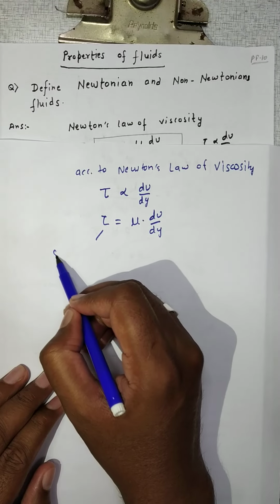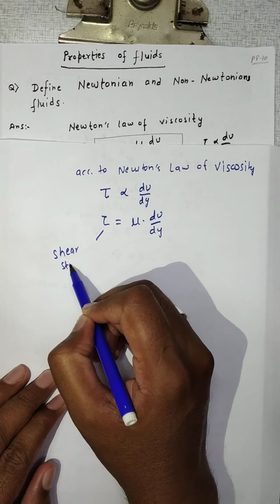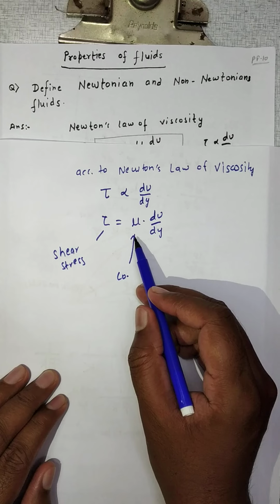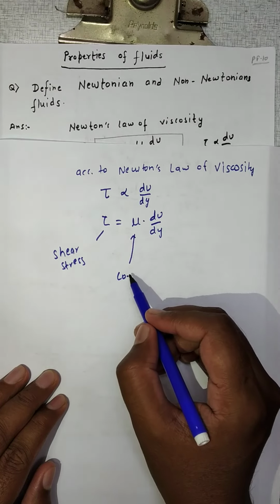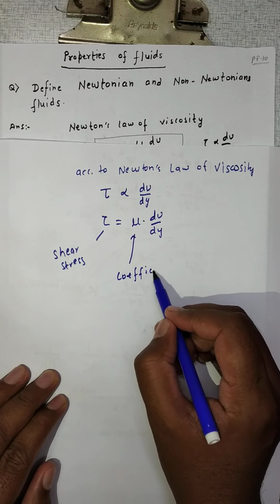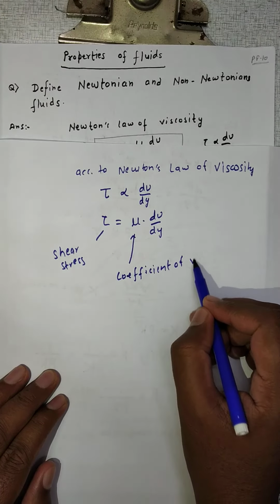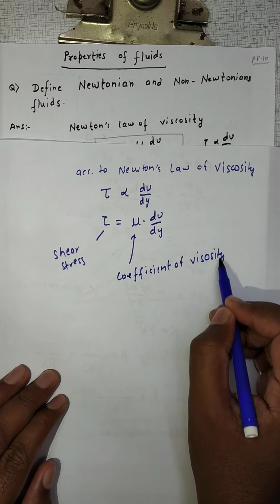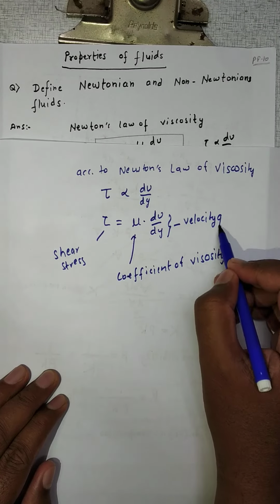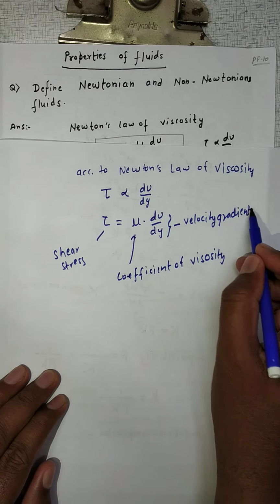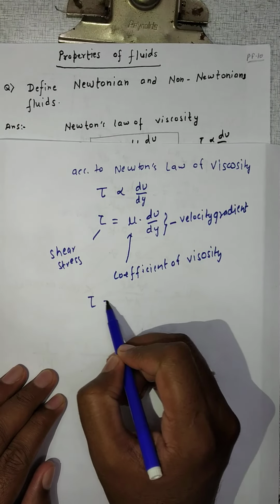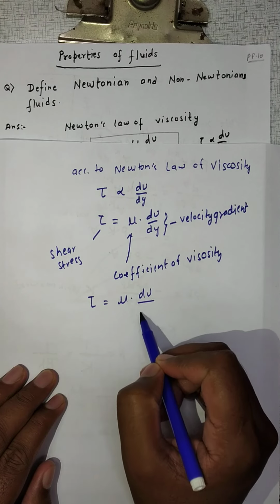Here tau is the shear stress, mu is the constant, or you can say the proportionality constant. It is the coefficient of viscosity, and this term is known as the velocity gradient. Okay friends, now from here, tau equals mu into du by dy.